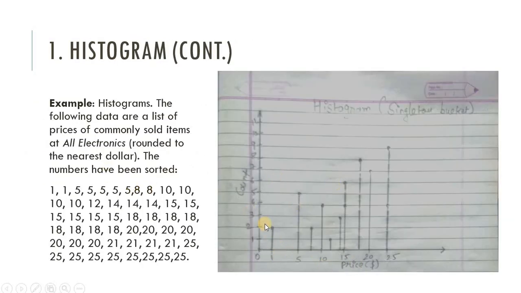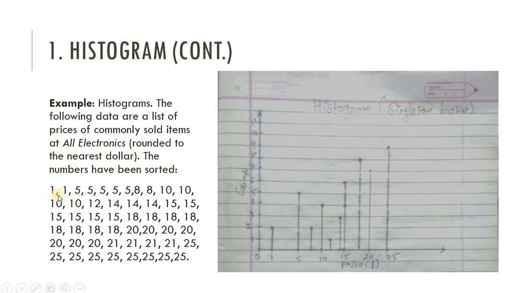Here in the histogram, each bucket represents only one value, so that is why it is called a singleton bucket. Let's understand how we can create this histogram. There are multiple values, so we draw two axes, one for the prices and one for the count. The price of each product is from $1 to $25. We partition the price into 0 to 5, 5 to 10, 10 to 15, 15 to 20, and 20 to 25.